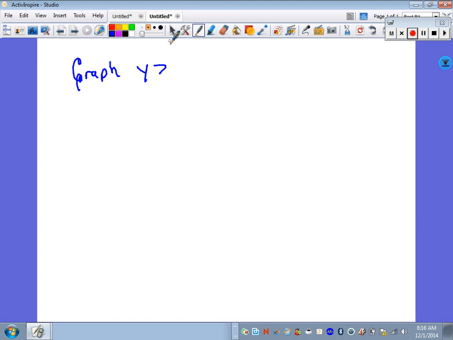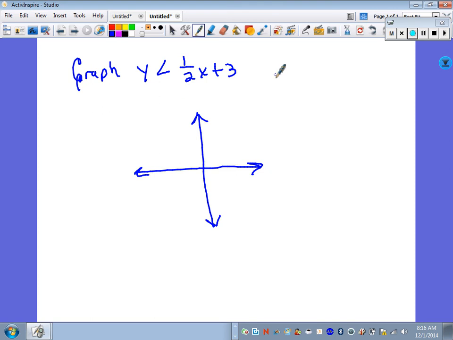Now all we're doing is we're graphing y equals 1/2 x plus 3. So we're going to do plus 3. Remember, that's on the y-axis. So there you go. And then we're going to go up 1 and to the right 2. So up 1 and to the right 2. Eyeballing it. Now, notice that this is a dashed line. Okay. If I were to put an equal here, this would be a solid line. All right, so there we have it.